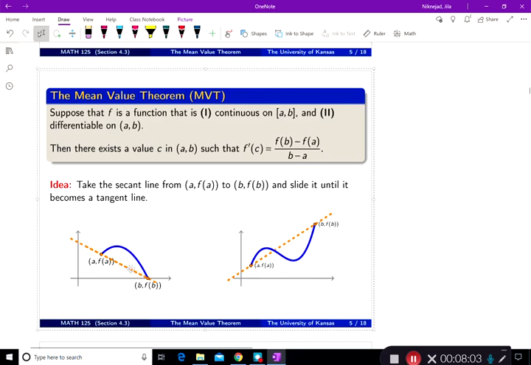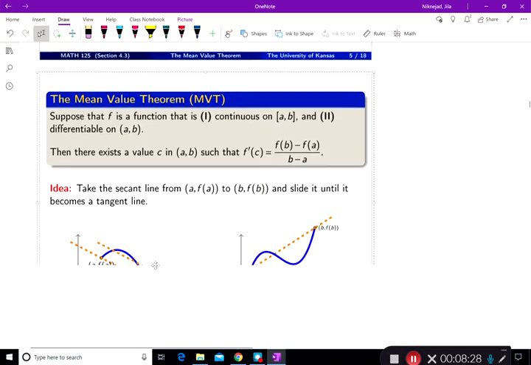So here are a few pictures of them. Let's say a function is continuous between a and b and differentiable, and then I draw the secant line between the two endpoints, and then is there a point that I can find? See, now I'm trying to do the picture on the left.